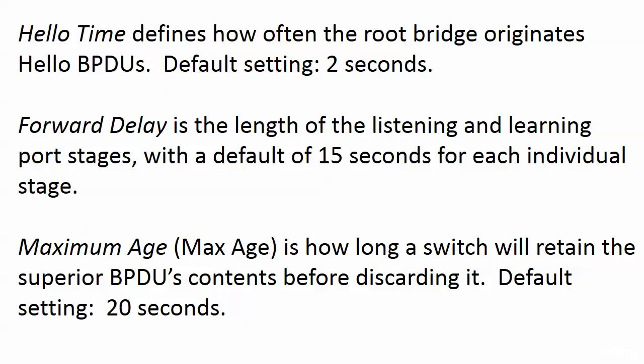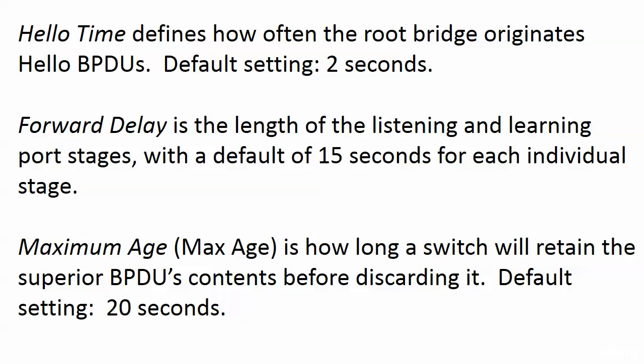Now, max age is how long a switch retains the superior BPDU's contents before discarding it. So if the BPDU that it has received is superior, then it's going to keep the contents of it for 20 seconds. That shouldn't cause any trouble if the root is actually originating them every 2 seconds, even if you build in a little bit of transmission or forwarding delay along the way, not to be confused with the actual forward delay state. So we've got 3 values here. You definitely need to know what those default timers are and what each one does.